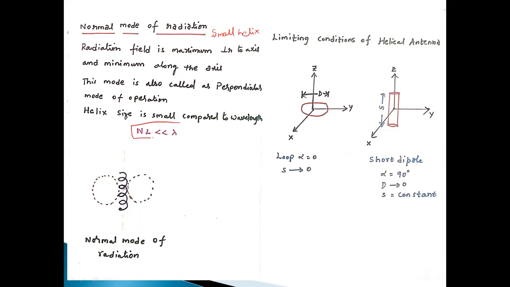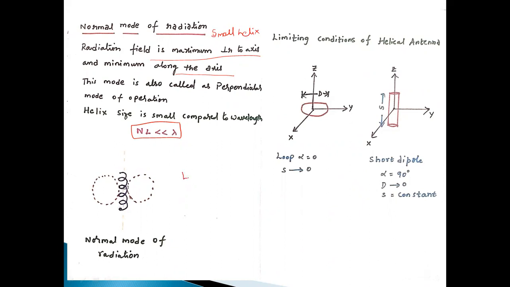N L less than lambda. N is the number of turns, L is the length of the helix, and lambda is the wavelength of operation. In this case, the radiation field is maximum perpendicular to the axis, and minimum along the axis of the antenna. Say this is a helical antenna: perpendicular to its axis we get the maximum radiation, and along the axis we have minimum radiation.